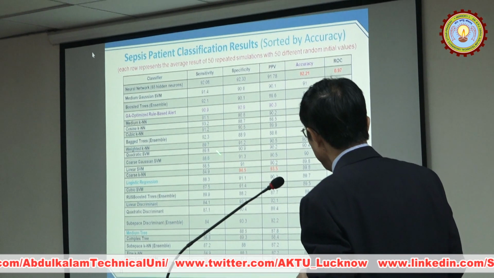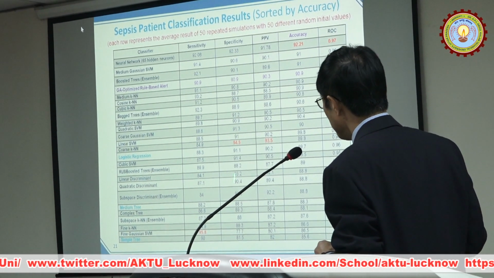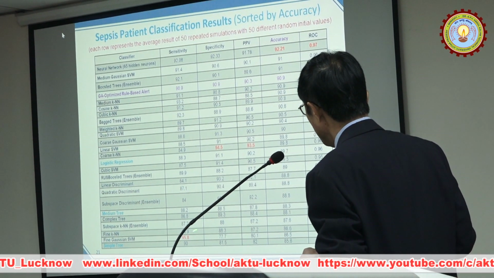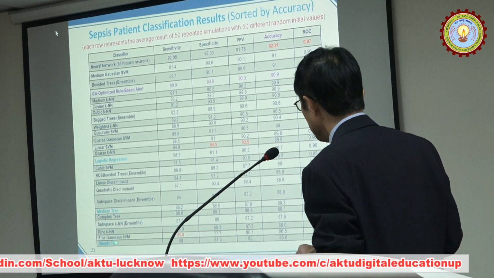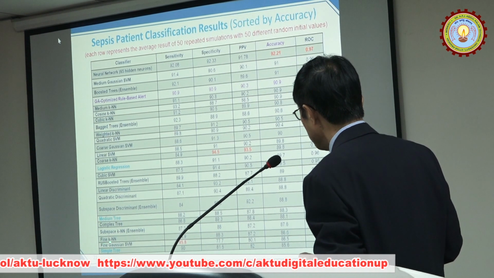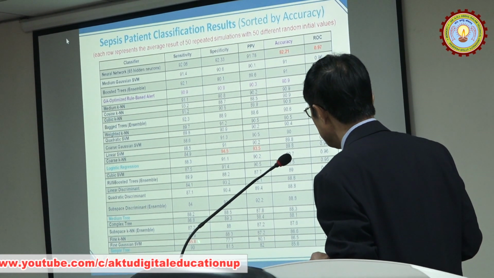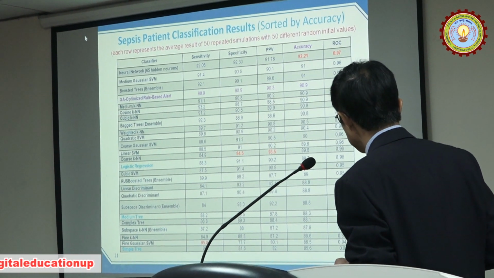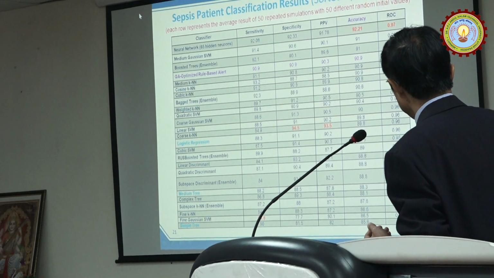90.9%. And what is highlighted in red means that in each performance category, like sensitivity, specificity, positive predictive value, these are the highest values. For sensitivity, the highest is the fine Gaussian SVM, 95.8%, even though its accuracy is ranked pretty low. So that gives an idea. So this is the machine learning.